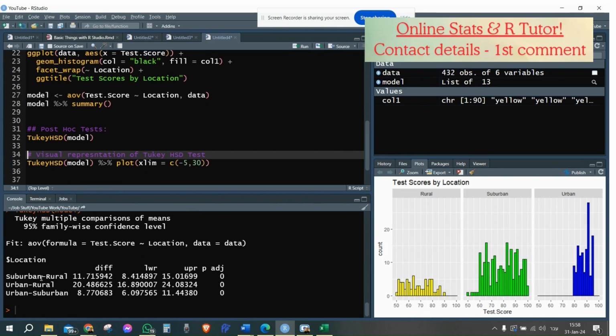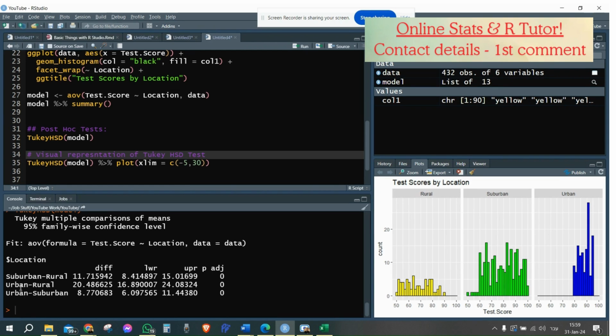We can see here the difference between suburban and rural. The difference is 11.71. We can see the difference between urban and rural, which is 20.48, and the difference between urban and suburban, which is 8.77. We can also see the p-values for each one of them. It's very, very low, so it doesn't even show how low it is, but it's 0.00000, many zeros. That means that there's a significant difference between each one of the possible pairs here.